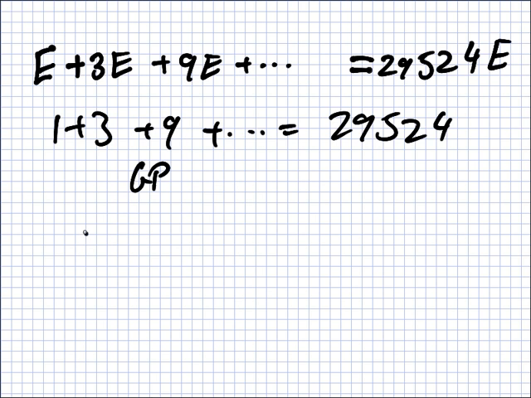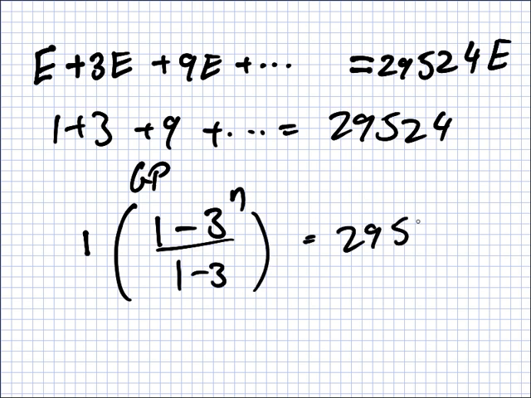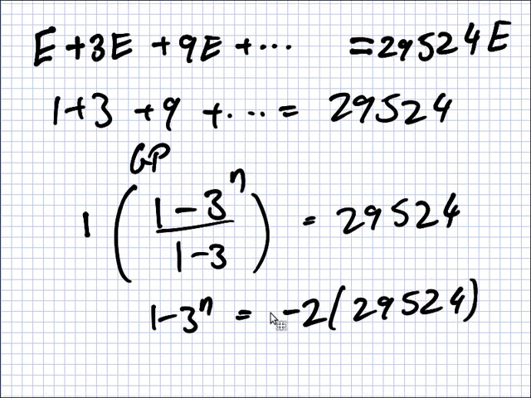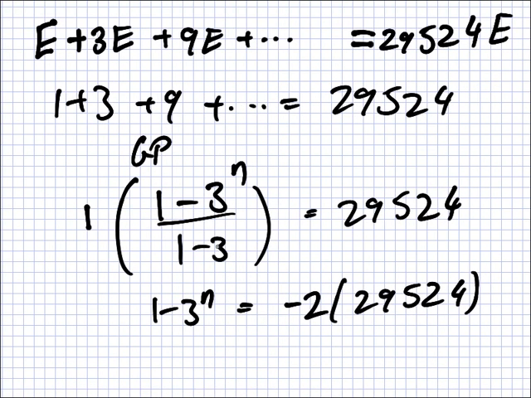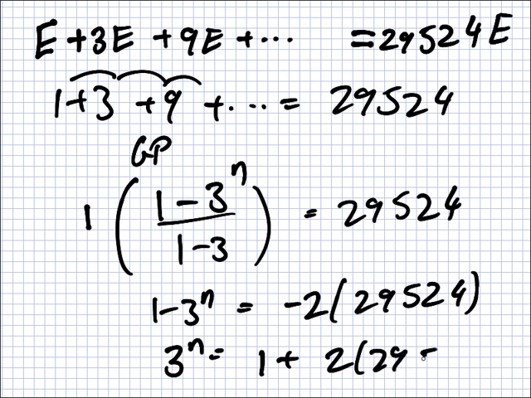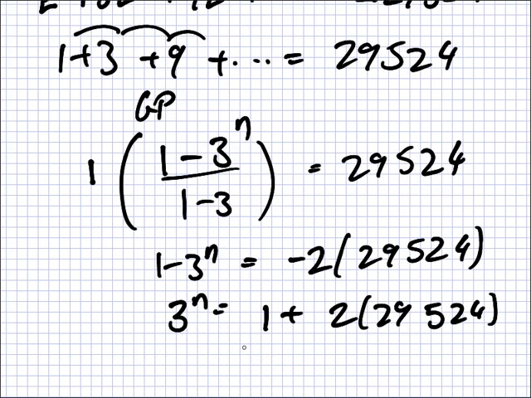The a is 1. And then it's 1 minus, what's the r? 3. So (1 minus 3 to the n) over (1 minus 3) equals 29524. That is a minus 2. So 1 minus 3 to the n equals minus 2 times 29524. Yeah, we're multiplying by 3 here, aren't we? So then 3 to the n would be 1 plus 2 times 29524. Can someone tell me what that is on the right, please?